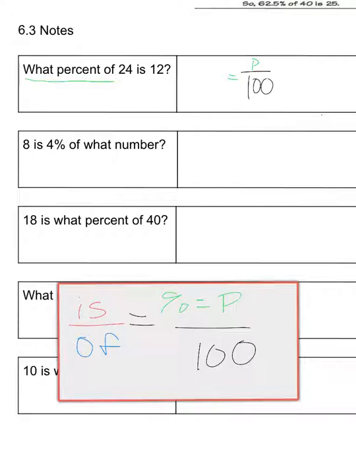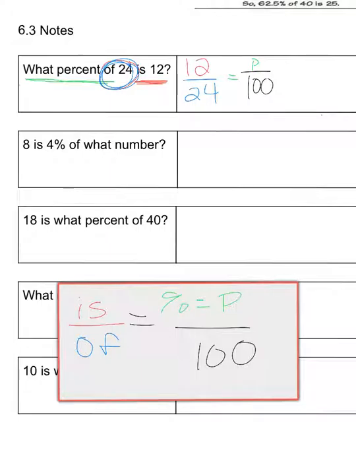Now the next thing it says, so I did my what percent, so what percent of 24, so 24 is my of, and then it says is 12, so 12 goes in the is spot. Okay, so now I've set up my percent proportion. From here I simply solve using cross products.